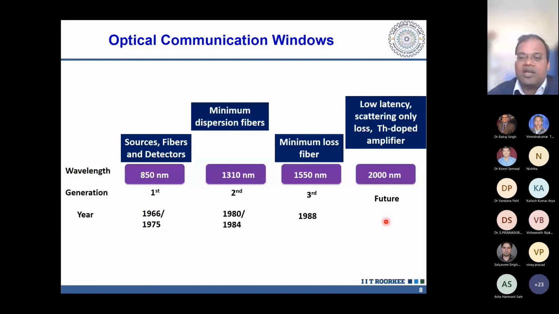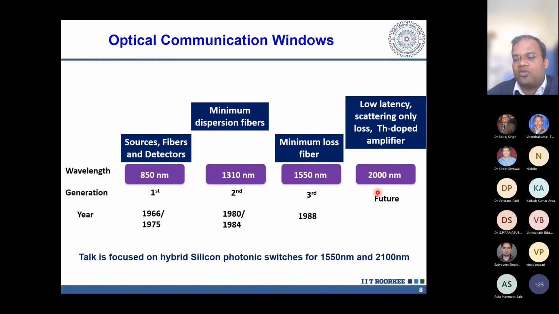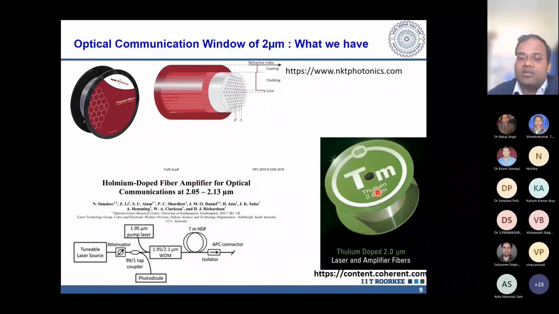So we are doing some work at 1550 nanometer as well as some work at 2 micron. That is why I introduced these optical communication windows, and here is a reason why we should go for the next communication window. However, commercial reasons may not allow us to go there immediately, but if we want low latency and low loss, then there is no option but to go further. So this talk is focused on 1550 as well as on 2 micron.